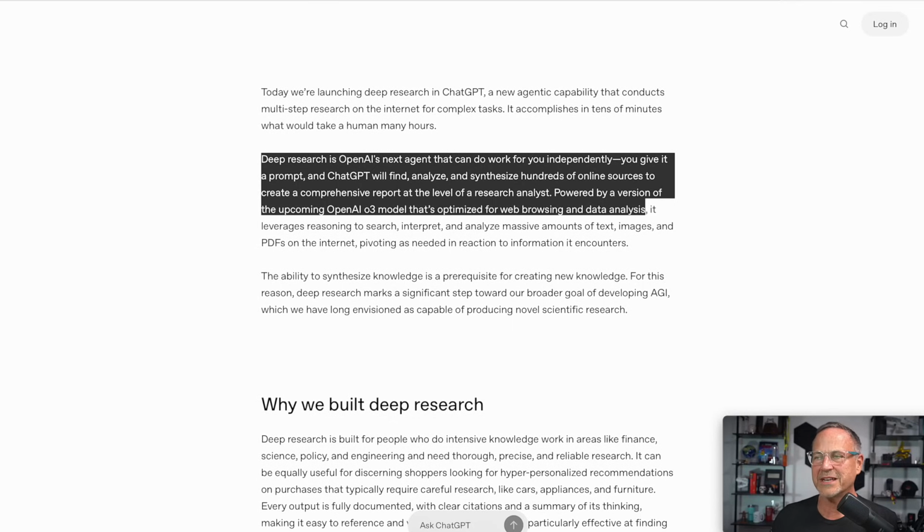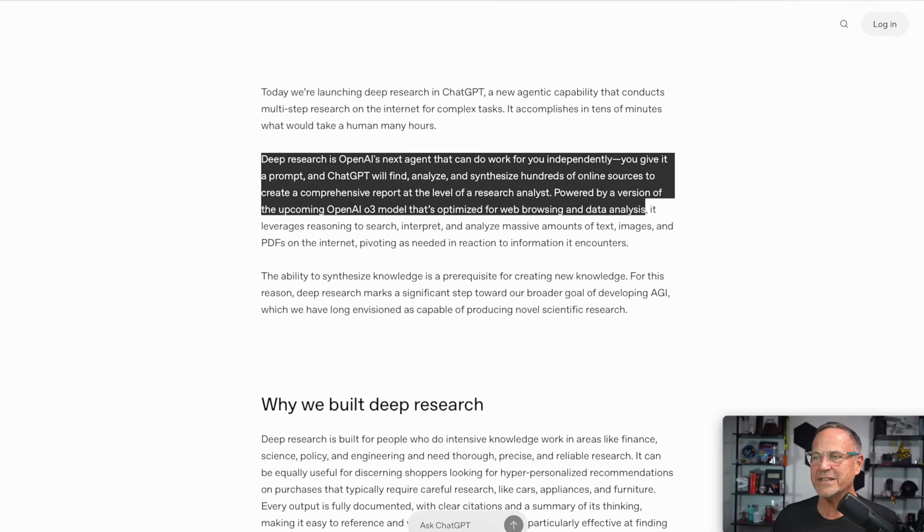You give it a prompt and ChatGPT will find, analyze, and synthesize hundreds of online sources to create a comprehensive report at the level of a research analyst. And yeah, it can actually do papers that are fairly sophisticated here. Powered by a version of the upcoming OpenAI o3 model, so this is what I was talking about, that's optimized for web browsing and data analysis.